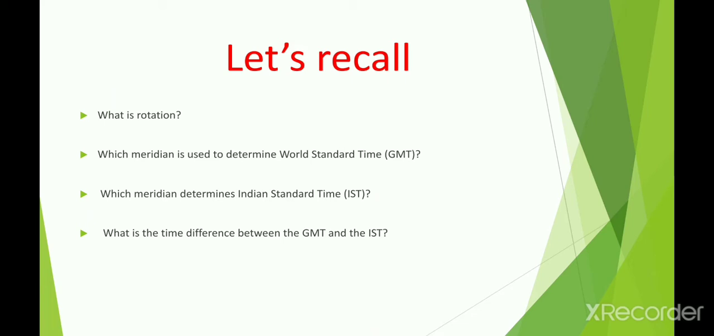In the beginning of the lesson, three questions are given. Which meridian is used to determine World Standard Time, that is GMT, Greenwich Mean Time? World Standard Time, GMT, is determined using the prime meridian at 0 degree longitude. The second question: which meridian determines Indian Standard Time? 82 degree 30 minute is the standard meridian of India. The third question: what is the time difference between GMT and IST? IST is 5 hours and 30 minutes ahead of GMT because India is located in the eastern hemisphere.